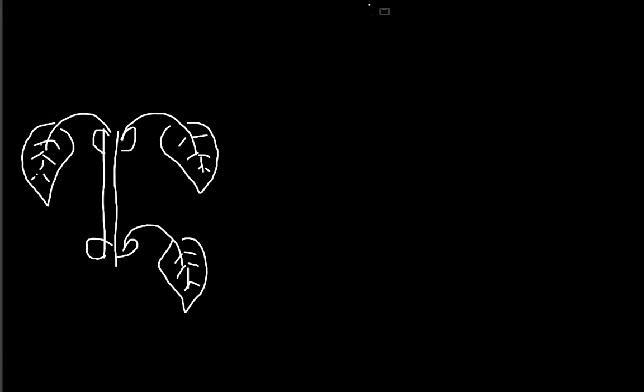Here's a crude drawing I made of a stem. As you can see from here, these are leaves. Now this is the stem proper. If you look at this stem, there are points here, around here, where you see the leaf springing out, and some projections. These projections are known as buds.